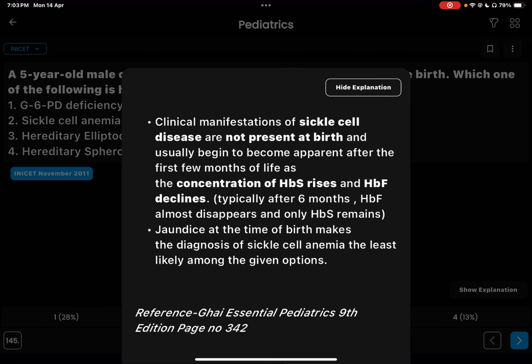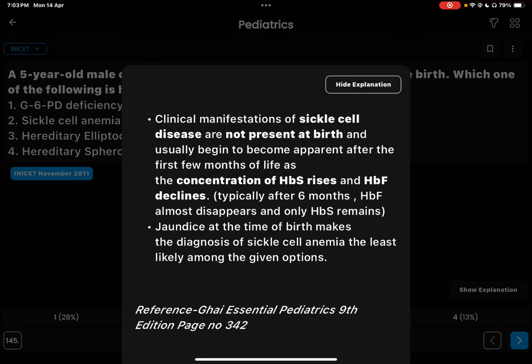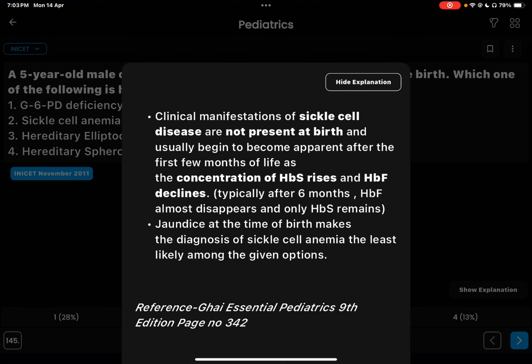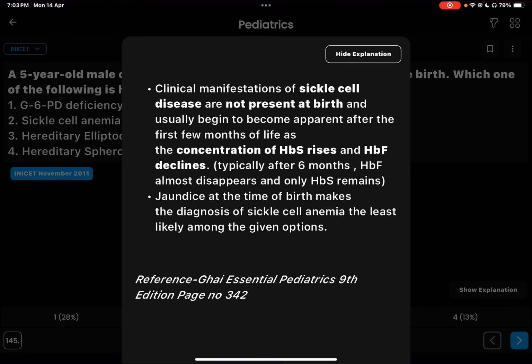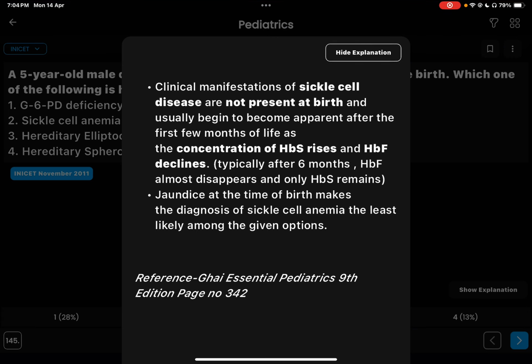the first few months of life as the concentration of HbS rises and HbF declines. Typically, after 6 months, HbF almost disappears and only HbS remains. Jaundice at the time of birth makes the diagnosis of sickle cell anemia the least likely among the options.